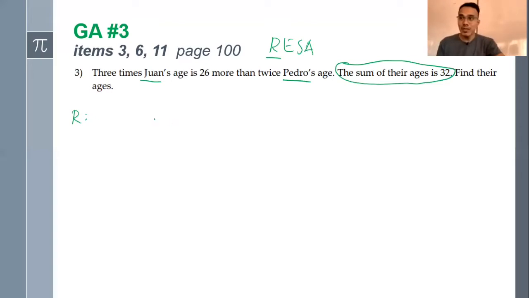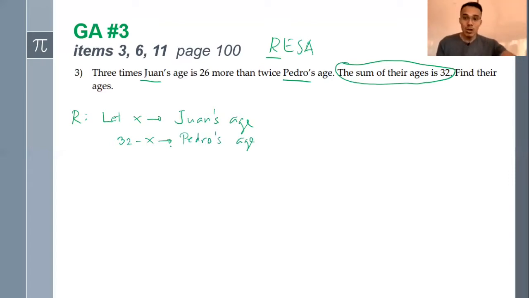So in our representation, we are going to let X be, you decide, Juan's age or Pedro's age. It's up to you. Let X be Juan's age. If X is Juan's age, then what is Pedro's age in terms of X? Take note, you have to keep in mind that the sum of their ages is 32. So if the sum of 2 numbers is 32 and one of them is X, then the other number should be 32 minus X. This is Pedro's age.